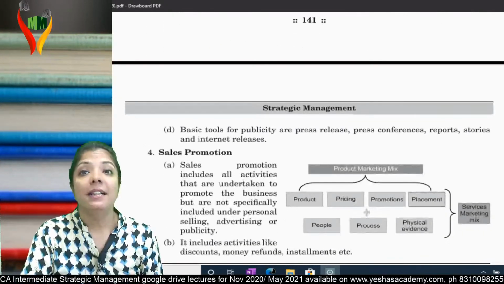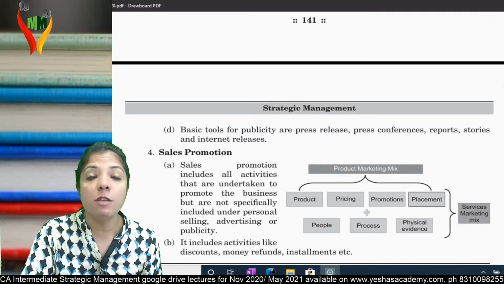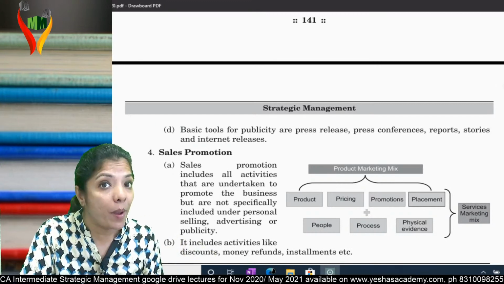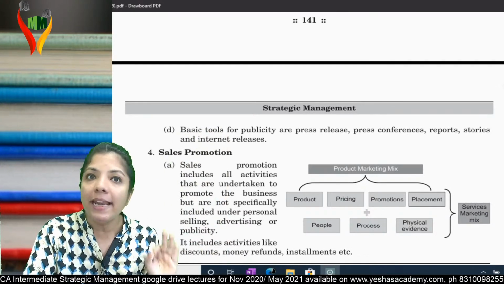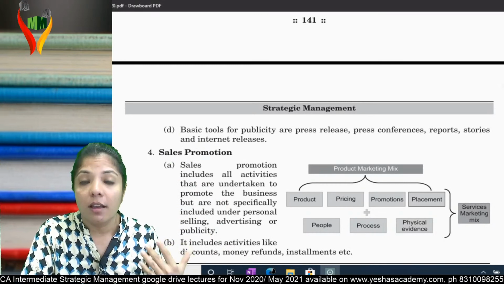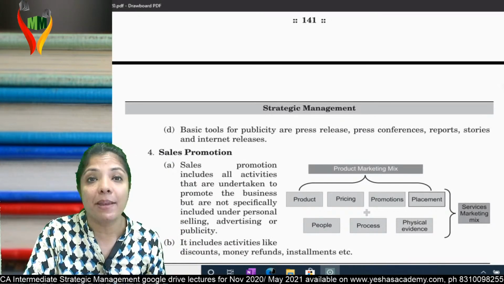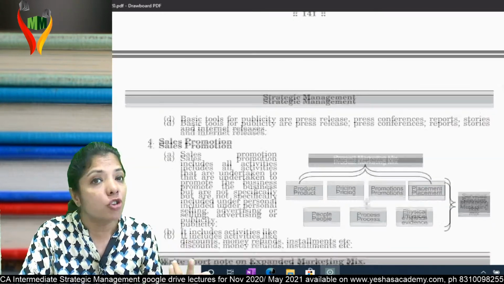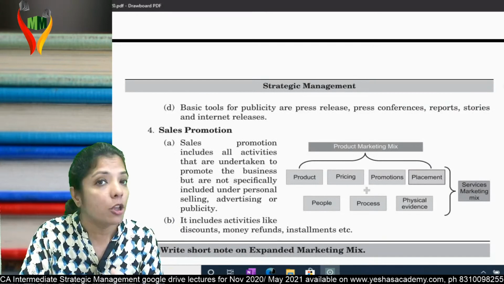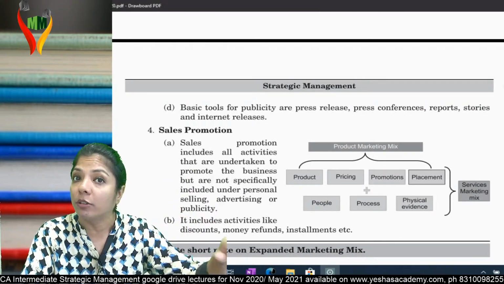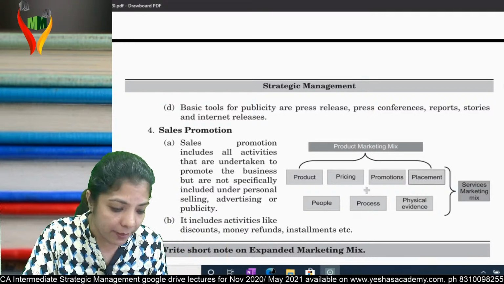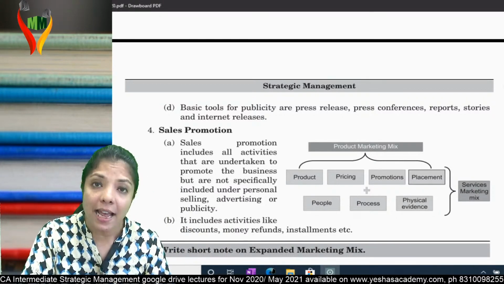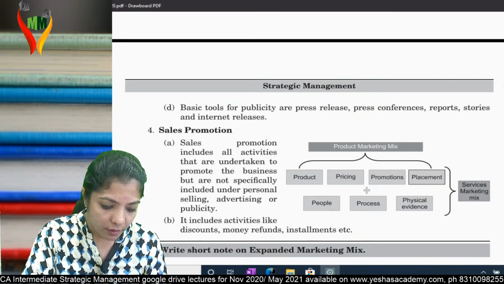And the last one, sales promotion. Sales promotion means promoting or marketing your product in any way other than the above 3. That means I may go for discounts, I may go for money back, I may give some points, I may give installments. Am I clear? That means promoting your product in any way other than the above 3. Other than the above 3 means personal selling, advertisement and publicity. Am I clear?